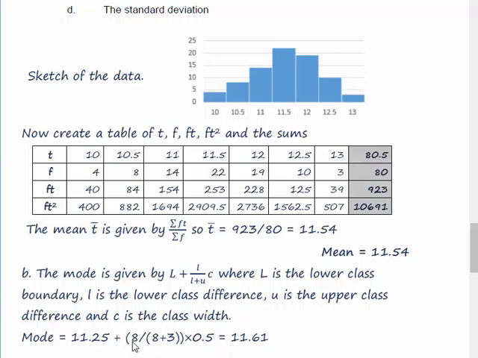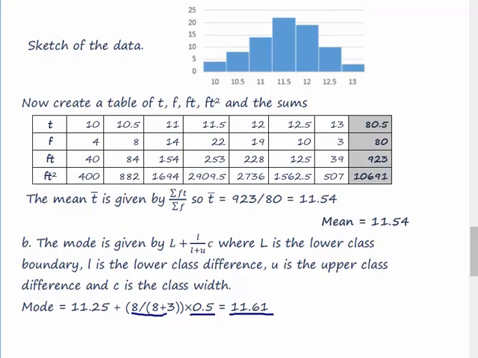Let's just check that. This value is about 2/3. A half of 2/3 is a third. A third added to 11.25 is slightly bigger than 11.5. So a value of 11.6 is probably alright. So we'll put that as our answer. The mode is equal to 11.6.